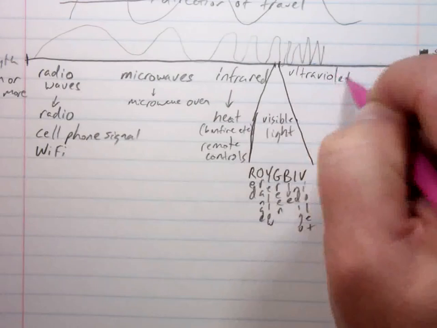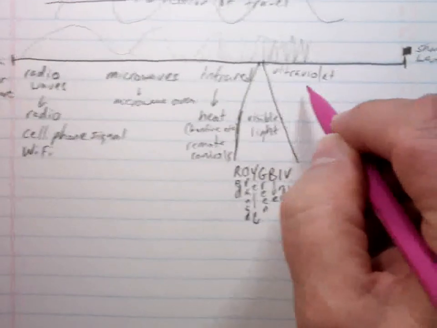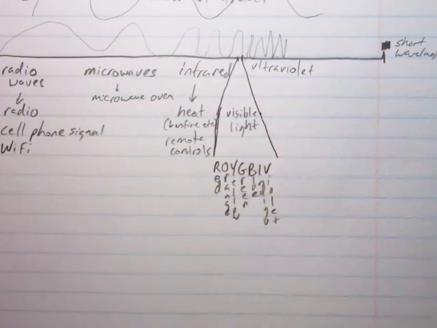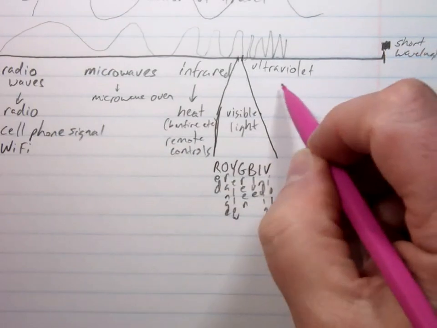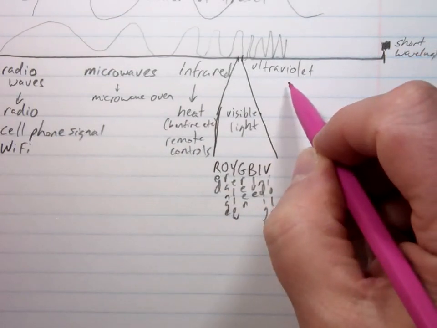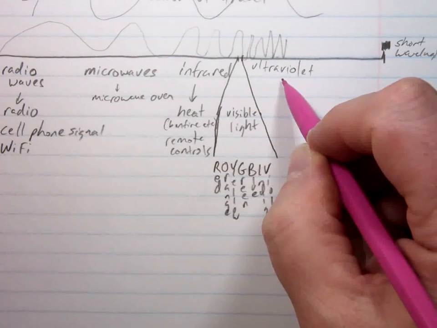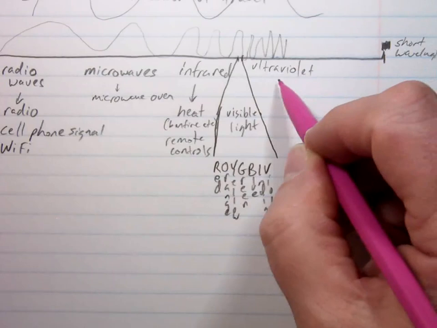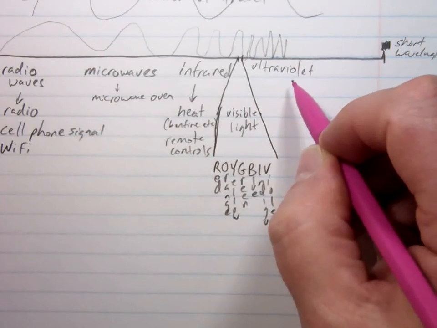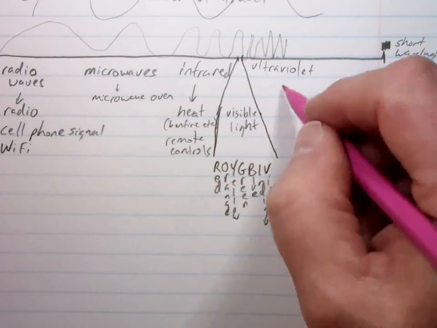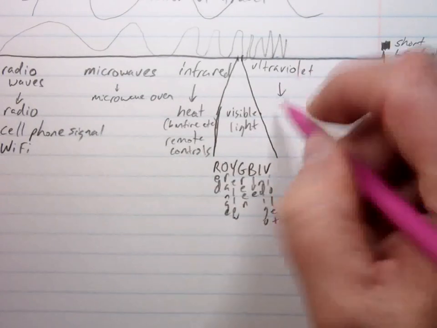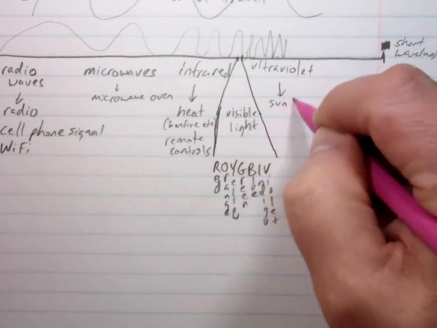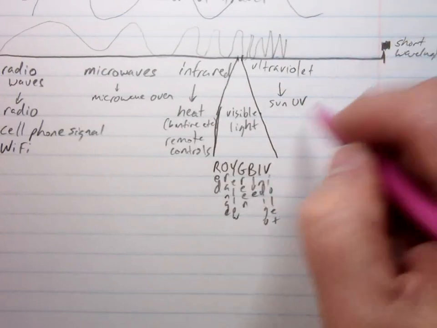Now, when we get over here, it starts to get dangerous. Okay? Because these can deliver a tremendous amount of energy. I think ultraviolet light, shoot, I'm trying to remember. You can fit probably a molecule in between the waves of ultraviolet light. They're very, very close together. So this would be the sun UV, that's what UV stands for, ultraviolet, or tanning beds.